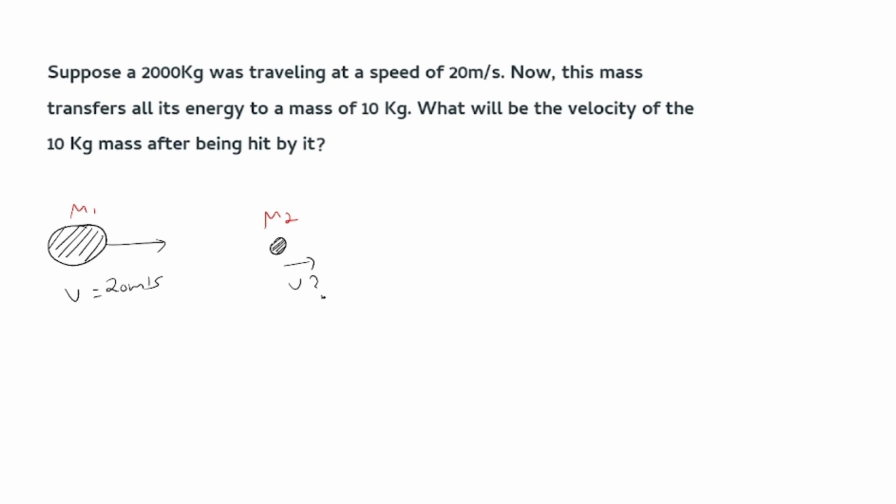So this ball is coming at a speed of 20 meters per second. It's going to hit this ball, and we're going to try to figure out what its velocity is. What we're going to be using is the conservation of energy. Energy is conserved. That's something you have to understand.